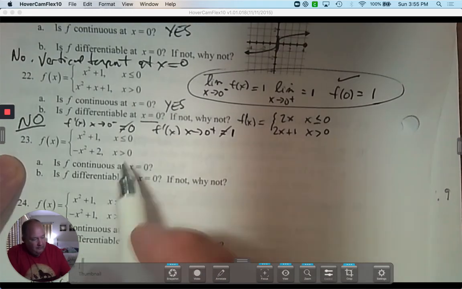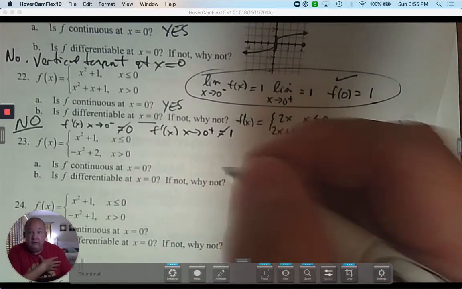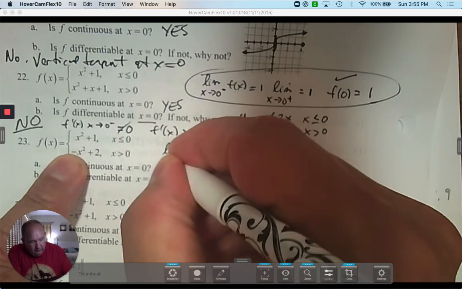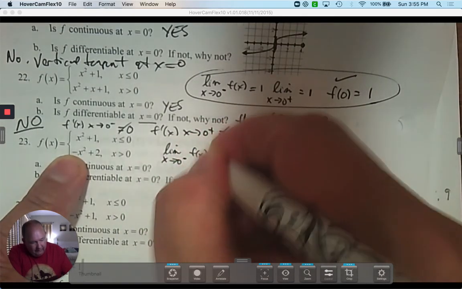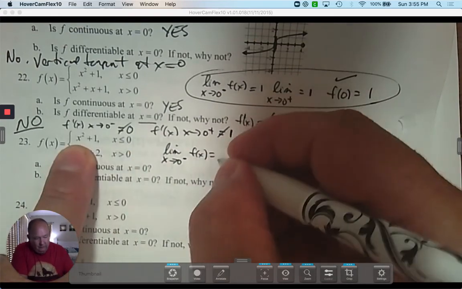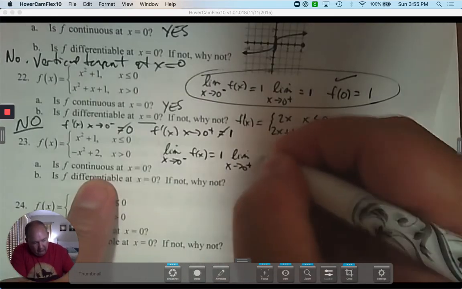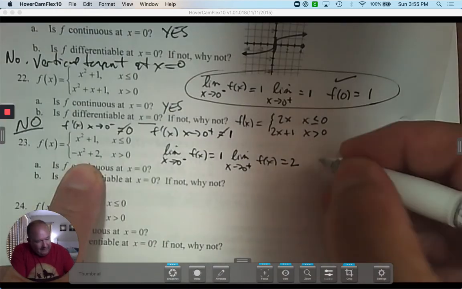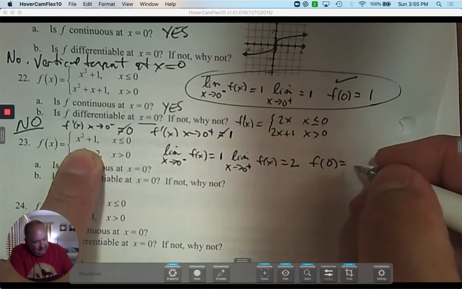Number 23. Is it continuous? So what three things do we need to show that it's continuous? So first I need to show the limit. So the limit as x approaches 0 from the left of f at x, what's happening? That's the top piece. That answers 1. The limit as x approaches 0 from the right of f at x. Plug 0 into the bottom piece. That's 2. Then just plug 0 in. In which piece would you plug in? And the answer is 1.